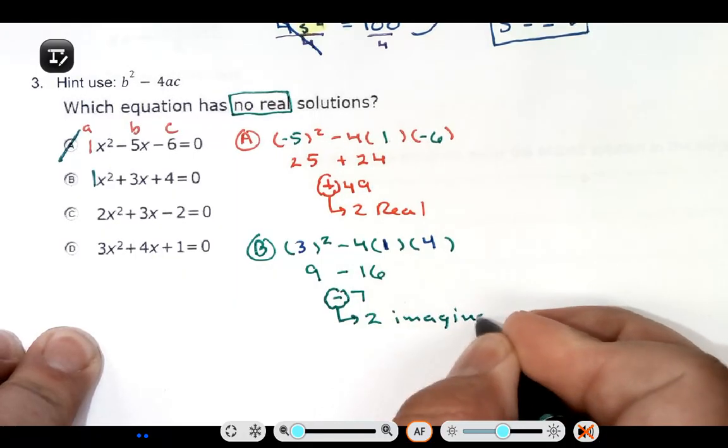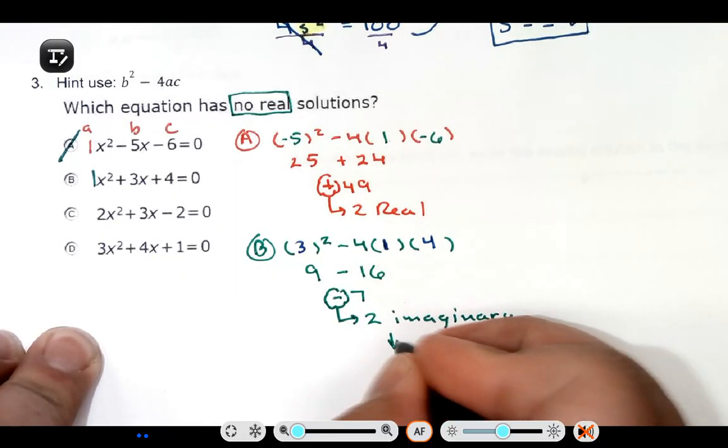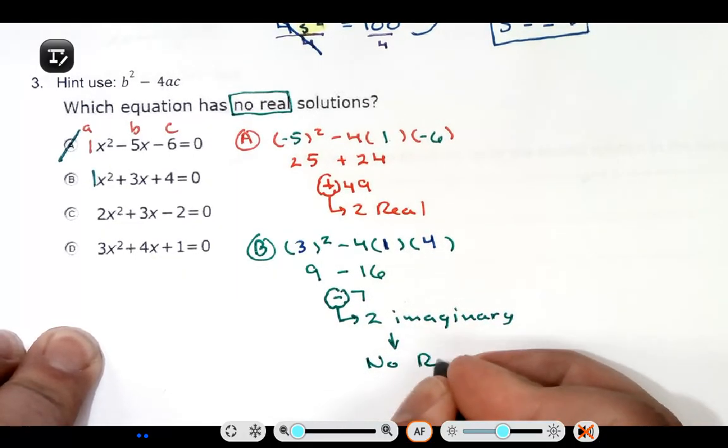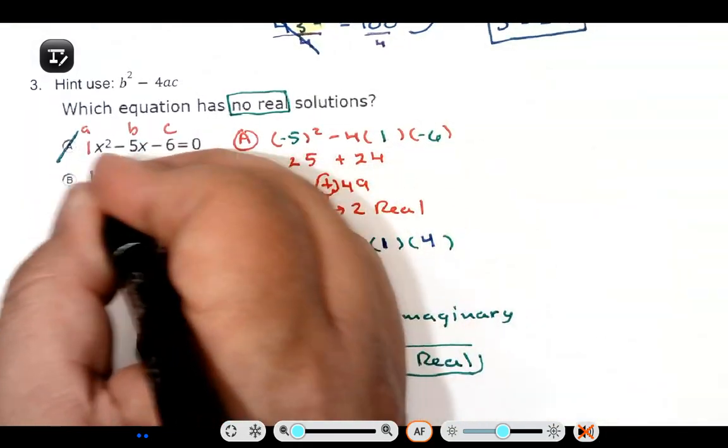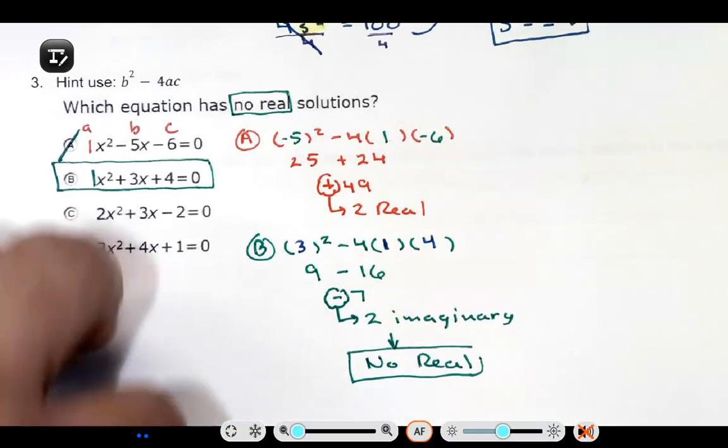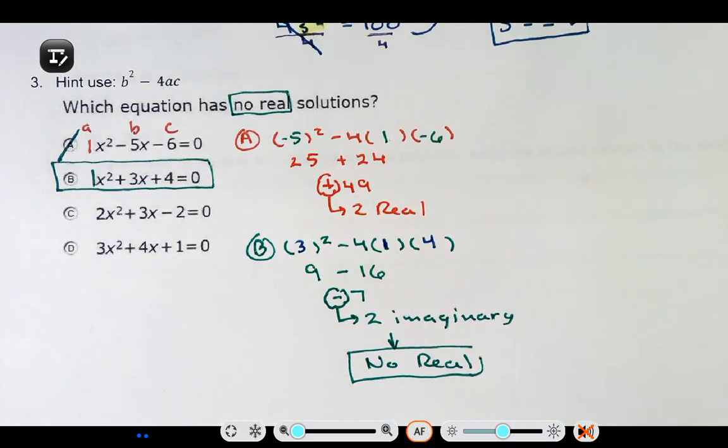And if you have two imaginary, well then clearly none of those are real. They are imaginary. And that's what we're looking for. So B is our answer for this problem. So again, a lot of things that you're going to be seeing on the test this week. So it's a good review, and you get to see what the SBAC looks like.